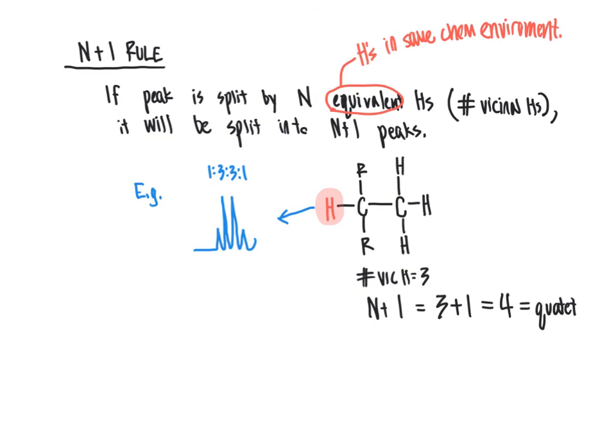And so that's what we're going to look at in the next video, is what happens if we have vicinal hydrogens that are not all exactly in the same chemical environment, but they are in a variety of different environments. What happens then, and what adaptations do we need to make to this n plus 1 rule?